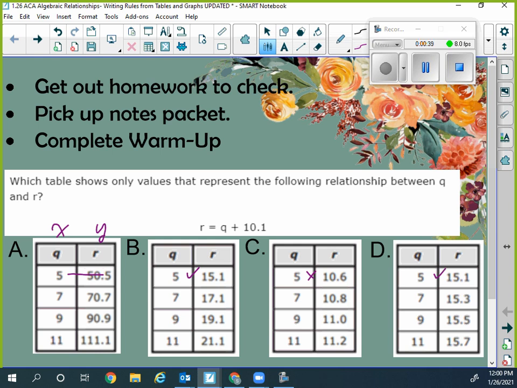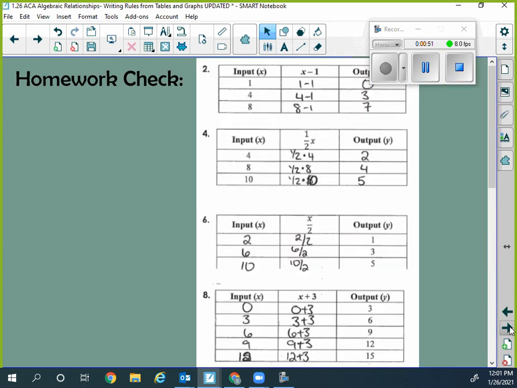So now what we have to do? Just keep doing it, right? So plus 10, no, that's not plus 10. So B was the correct answer. Okay. Any questions from homework?